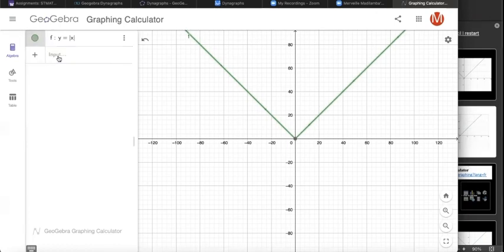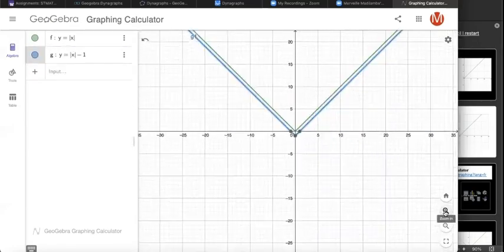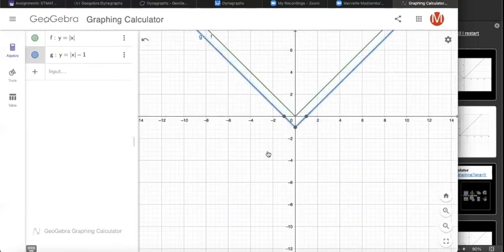And then through this one, we can actually observe the rate of change or the shift. Let's say we try to graph y equals absolute value of x minus 1. I'll zoom in to see the difference. There we go. We can actually see the shift, visualizing. That's actually how students can see what they're studying. They can visualize it through this technology tool, the GeoGebra graphing calculator.